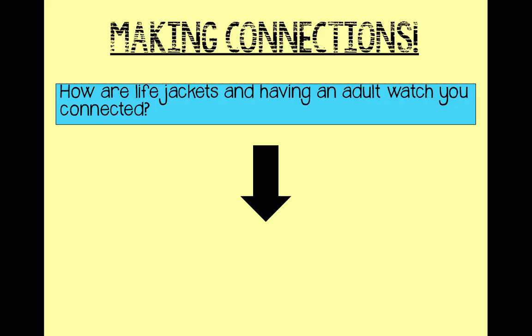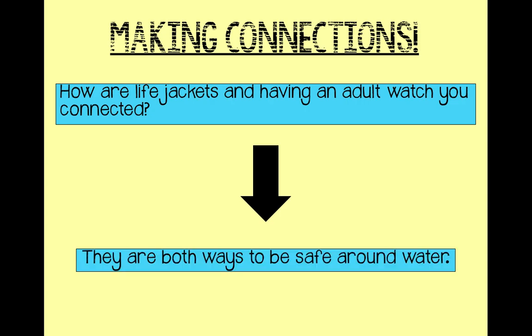Okay, so how are life jackets and having an adult watch you connected? They are both ways to be safe around water. We're safe around water when we wear a life jacket and when we have an adult watching us. Is that what you got? Oh my gosh, you are so smart.